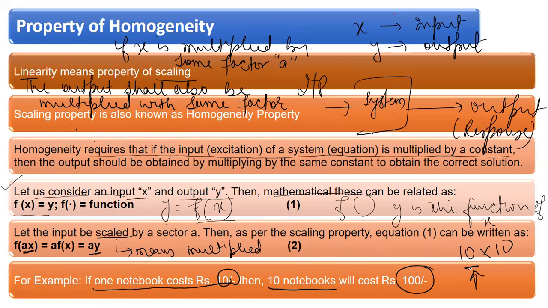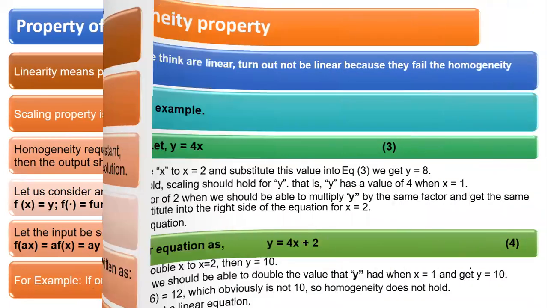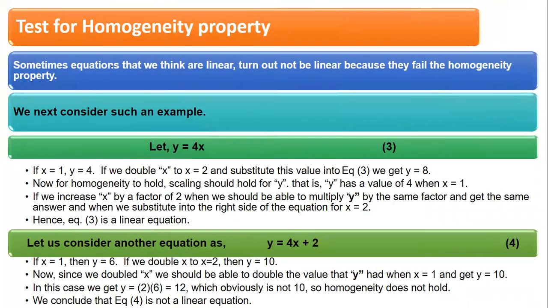So if any system, guys, follows the property of homogeneity, the property of scaling, then we will say that this system is a linear system. Now there is one more condition for any system to be a linear system, and the second condition is homogeneity. So this is the test for homogeneity, right?